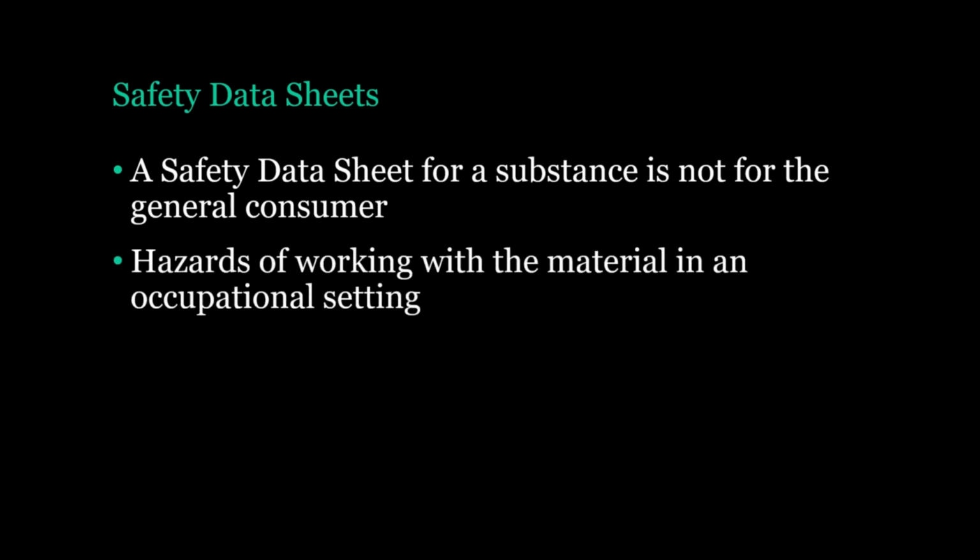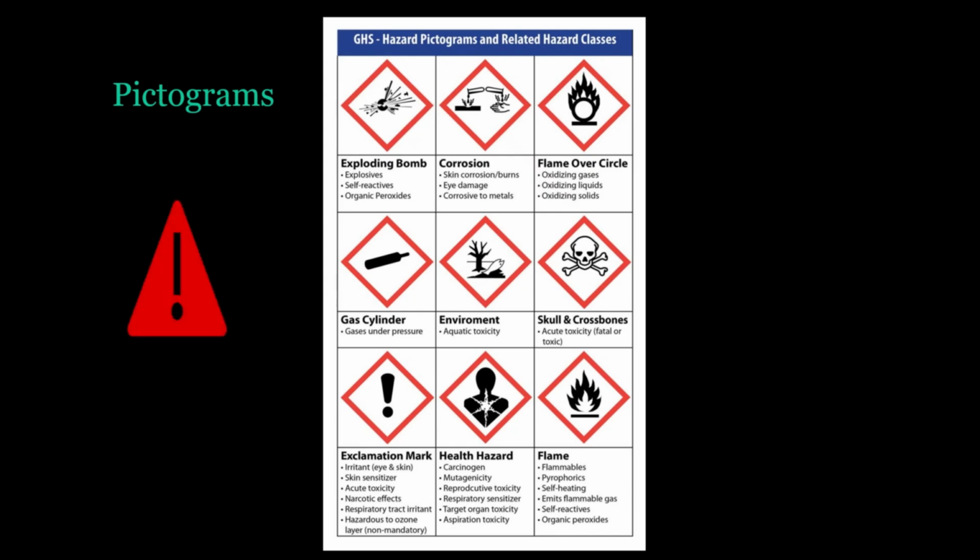A safety data sheet either comes with the product or you can find it online, and this is not for general consumers. This is a specialty document that tells you how to use that chemical. It talks about the hazards, and it has the proper directions on how to handle it, what the risks are, and what to do if anything happens. You can find safety data sheets online, or oftentimes they'll come with products.